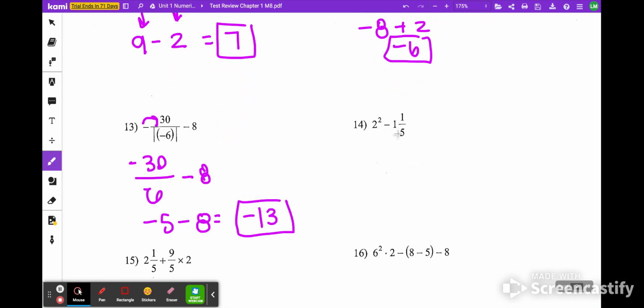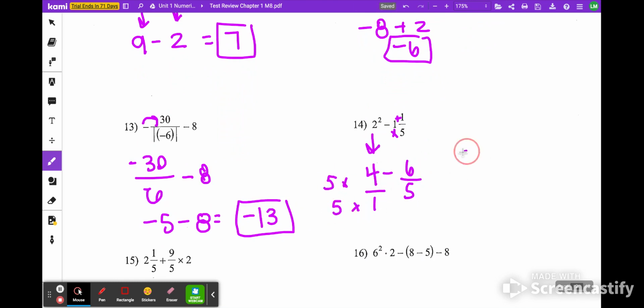2 squared minus 1 1/5. First, starting off with my exponent, which would give me 4, minus, I'm going to go ahead and change this mixed number to an improper fraction. 5 times 1 is 5, plus 1 is 6. So I have 4 minus 6/5. 4 can be placed over 1, and then I'm just going to multiply these by 5.